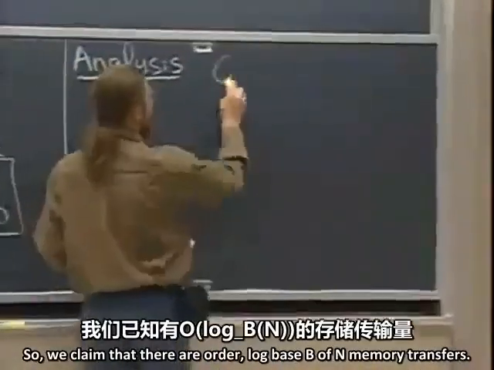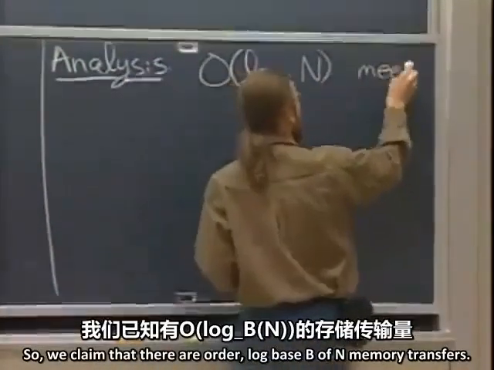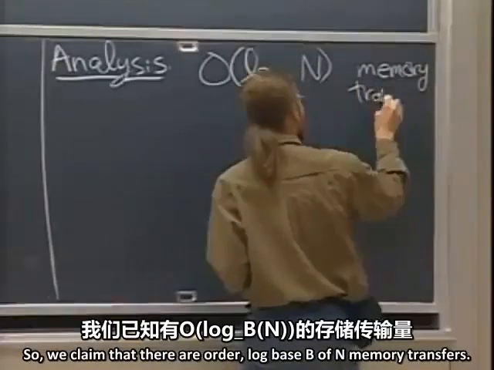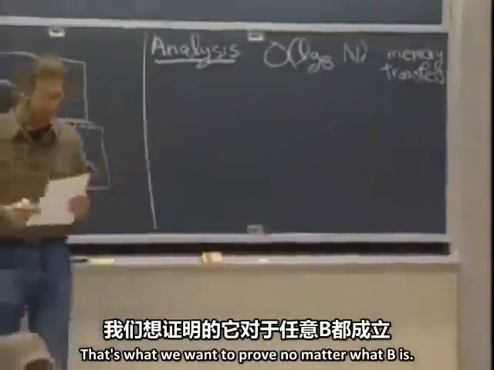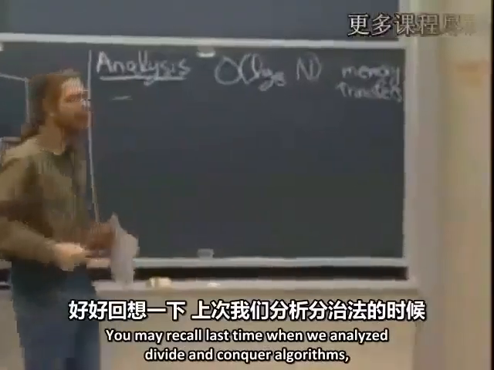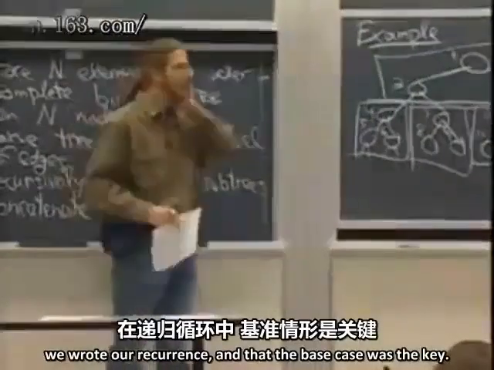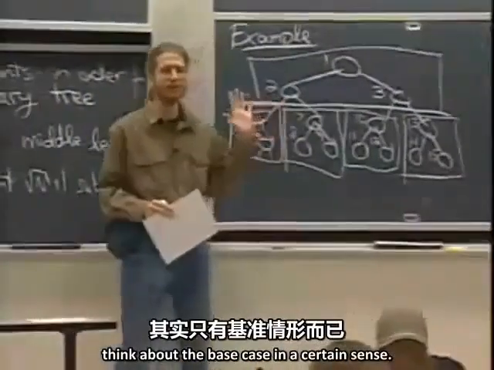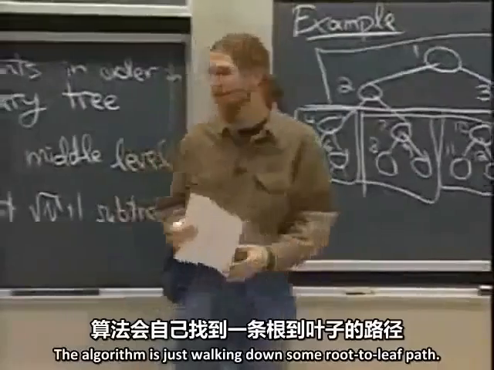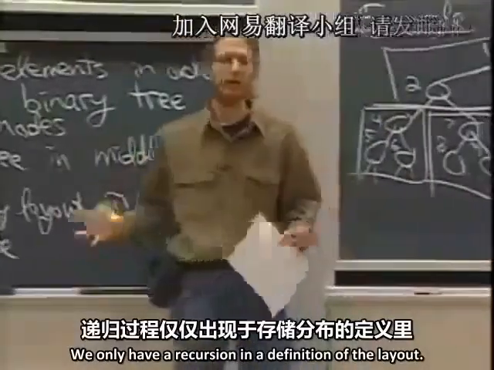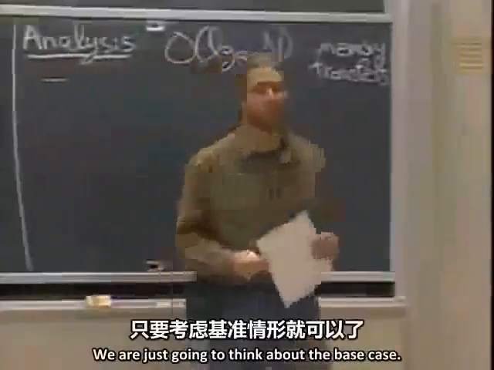So we claim that there are order log base b of n memory transfers. That's what we want to prove, no matter what b is. So here's what we're going to do. You may recall last time when we analyzed divide and conquer algorithms, we wrote a recurrence, and then the base case was the key. Here, in fact, we're only going to think about the base case in a certain sense. We don't have really a recursion in the algorithm. The algorithm is just walking down some root to leaf path. We only have a recursion in the definition of the layout. So we can be a little bit more flexible. We don't have to look at a recurrence. We're just going to think about the base case.